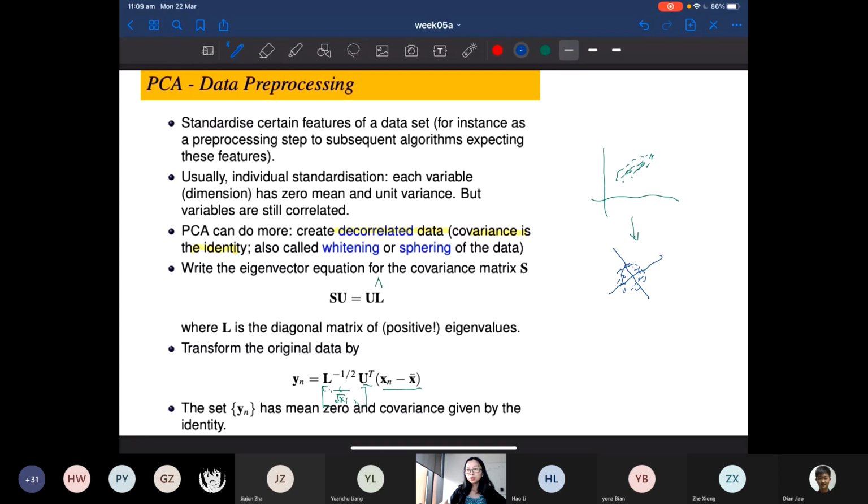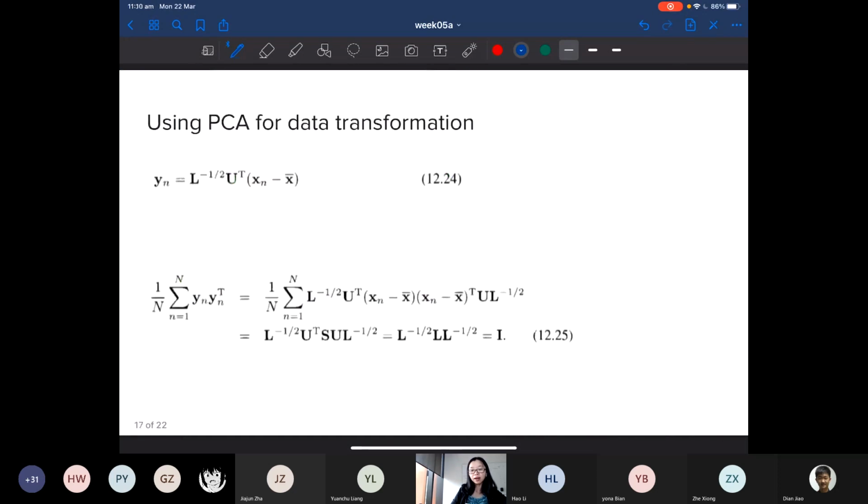Right. So the realization of this is as follows. I realize I have the slides slightly out of order, so let's talk about this one first. So 12.24 is the transformation expression that we just looked at. And then 12.25 is how we show that y is decorrelated and univariance. So this is the covariance matrix of y. Let's call it S of y.